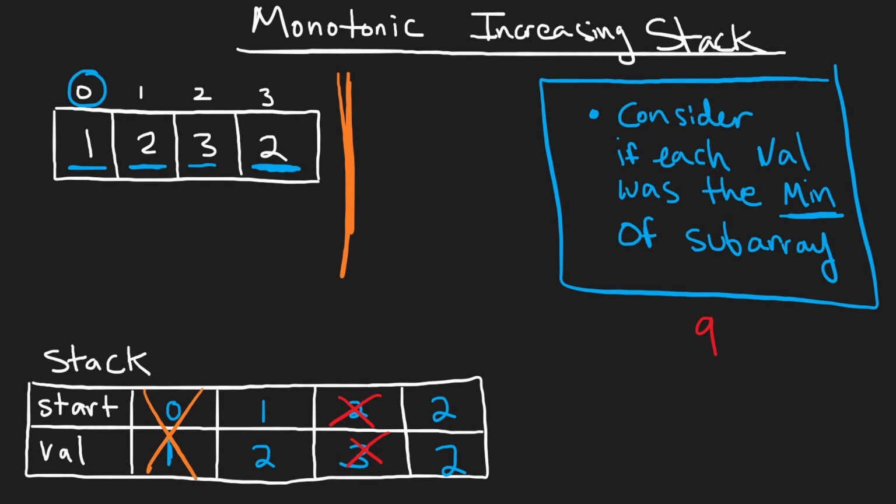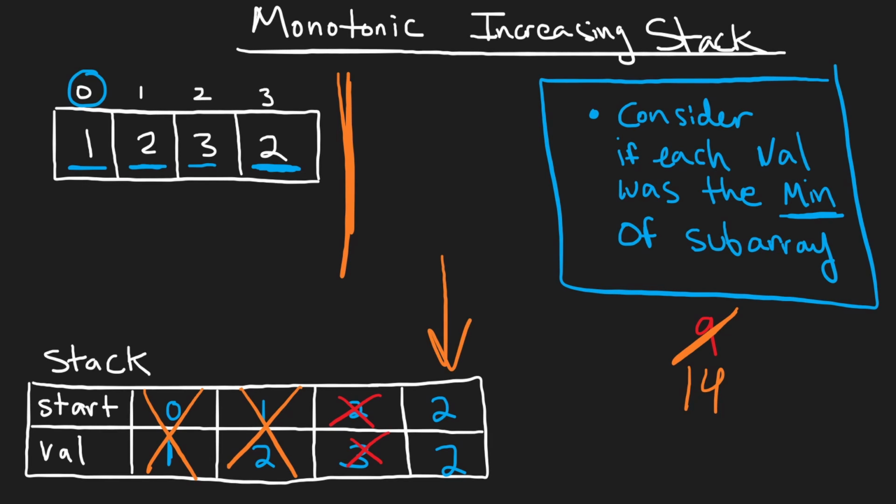So we pop this. Now let's look at this next value. Okay, it starts at index 1. The value is 2. So let's get the sum of this subarray. We know we can do that in O(1) time. And it happens to be 2 plus 3 plus 2, that's 7, multiplied by the minimum value of the subarray, we know that's 2. 2 times 7 is going to be 14. So far, our new maximum is actually going to be 14. So cross out the 9, put a 14.